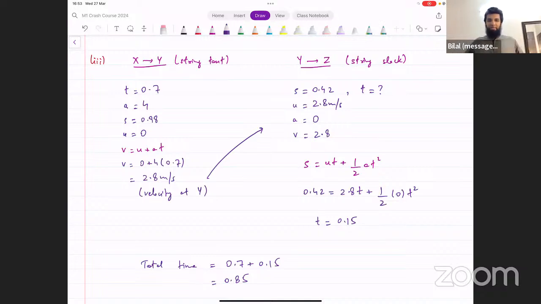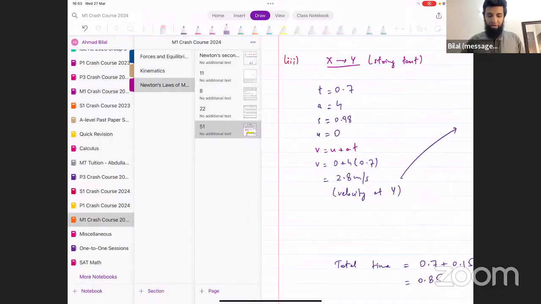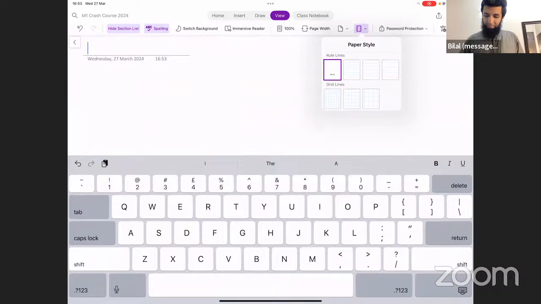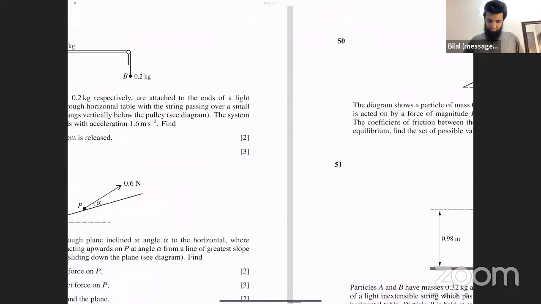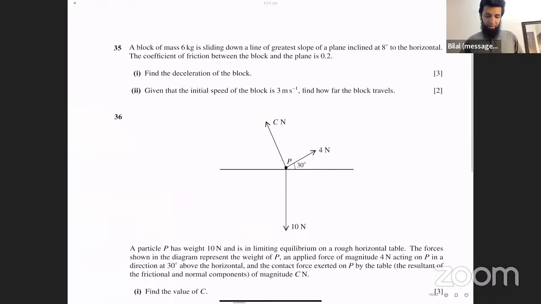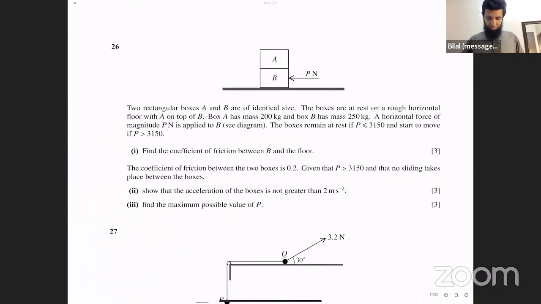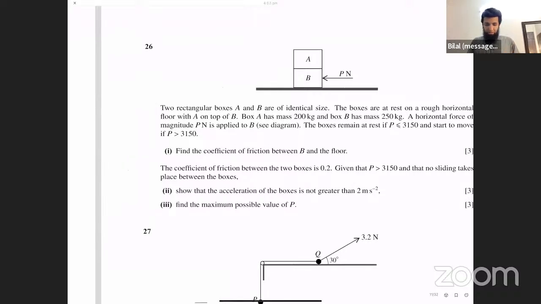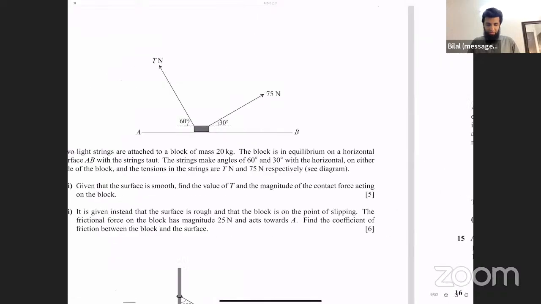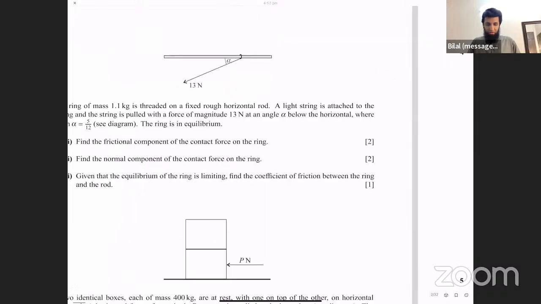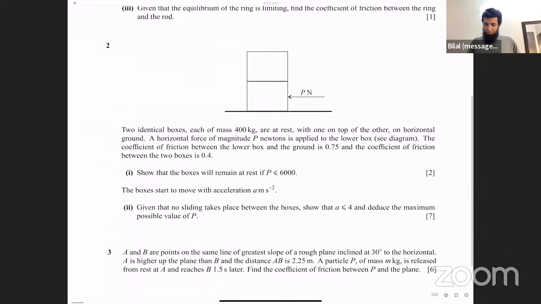Okay, so no questions, let's look at one last question then, and then we end for today. So we have these questions in which you have one box on top of another box. So we have question number 26, and there's another question that's very similar to this. That's question number 2. Now in this one, you have 3 different parts of 3 marks. Question number 2, you have 2 and 7.